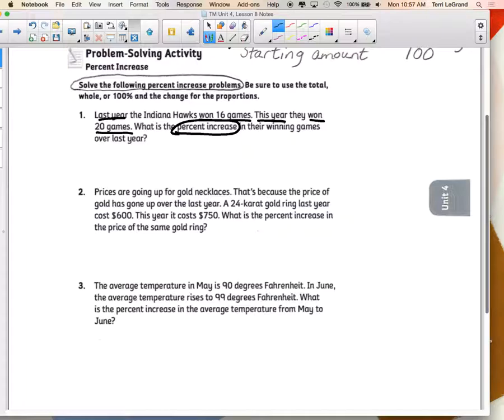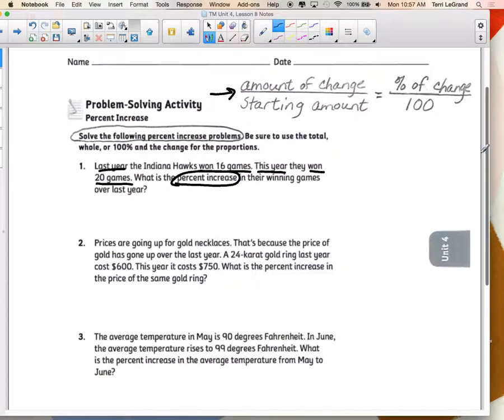Okay, so look at our model up here. We need amount of change, we need the starting amount, we need a percent of change, and 100. So only one of those things can we fill in an X for. So do we know the amount of change? Okay, can we find it? Let's go over here. Amount of change. Amount can be abbreviated AMT. I bet we can find that.